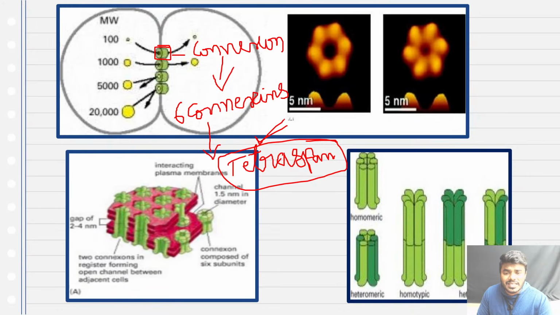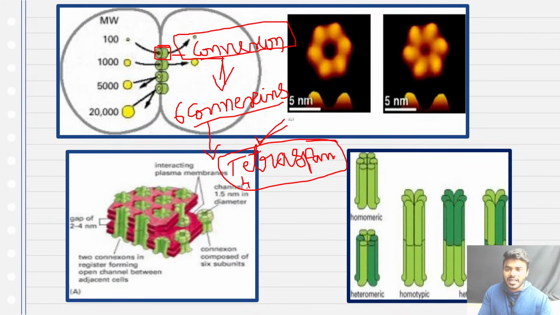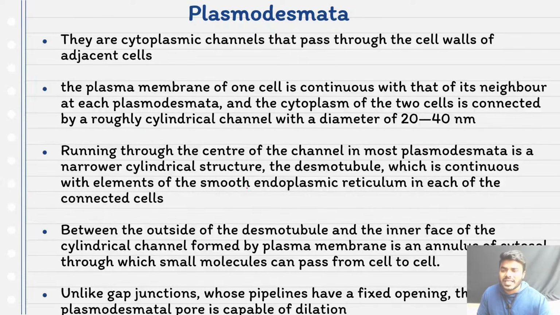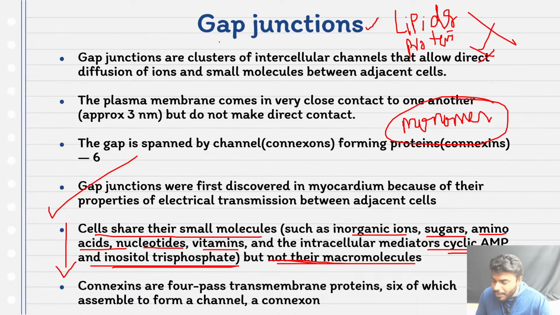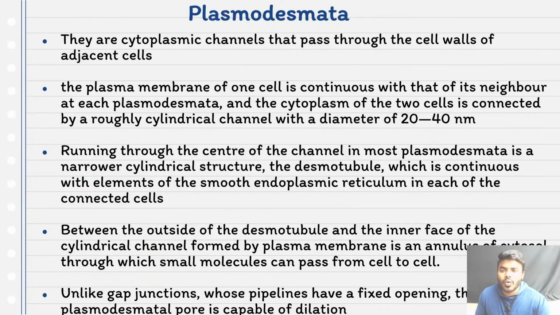Once again listen to me very carefully, friends. One is the connexon. One connexon is made up of 6 connexins. One connexin can transpan the plasma membrane 4 times. Kindly do not get confused with this point. Do not worry about this. I want you to compulsorily remember what a connexon is and how many connexins it is made up of. Okay. So the best example for the gap junction that we have studied is the connexon. And another best example of the gap junction, friends, is plasmodesmata.